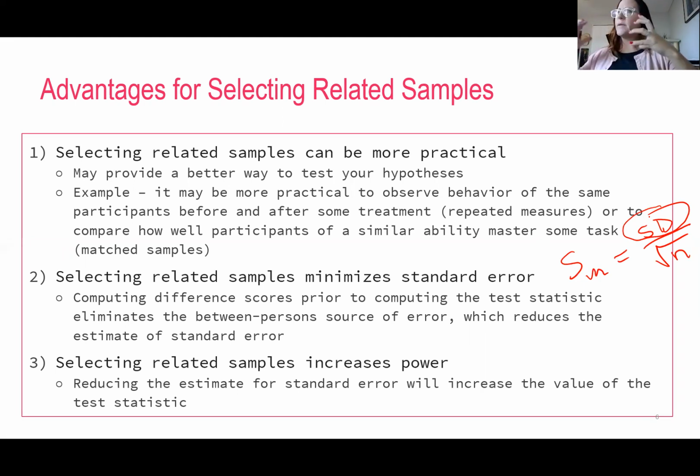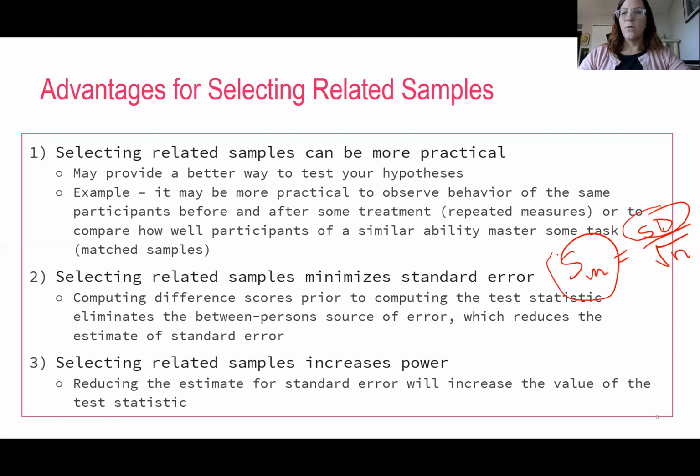So there's not going to be a great deal of variance between the two participants just based upon characteristic traits, because we're using the same people. So it decreases that standard deviation, so it decreases this overall error. And then it increases the power. Because of the fact that we're reducing the error, we are increasing the t statistic.